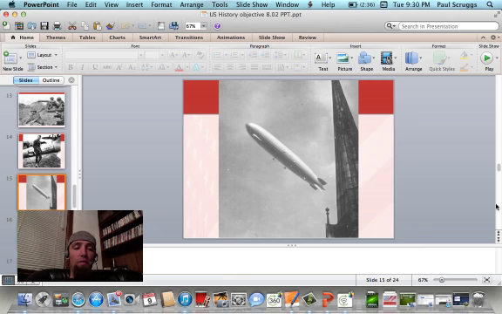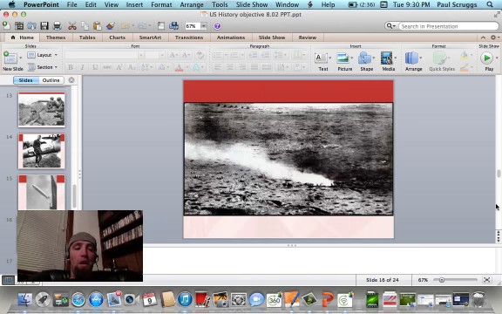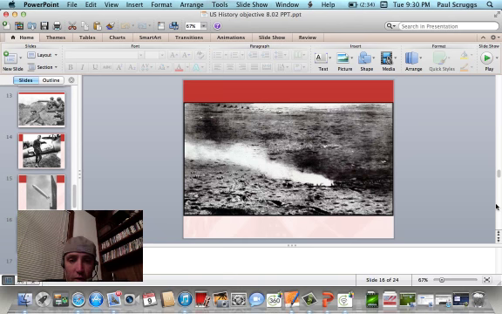If you've ever heard of the Hindenburg, it was a big disaster in the 1930s from a Zeppelin. It's probably the best or most well-known Zeppelin incident. Right here you see mustard gas. Mustard gas was used heavily during the war.